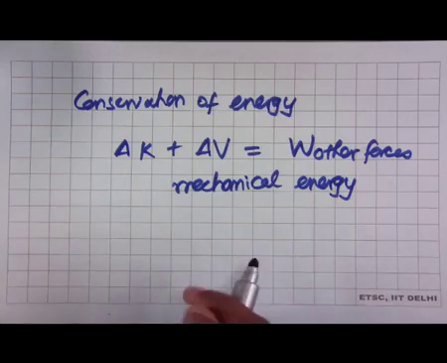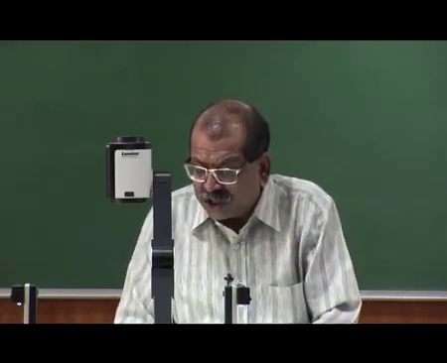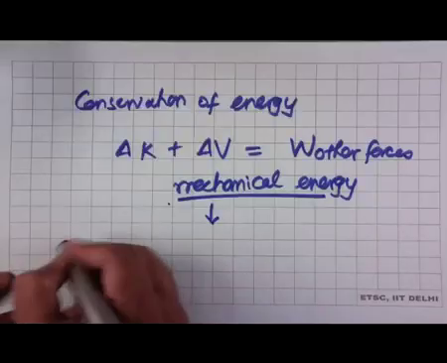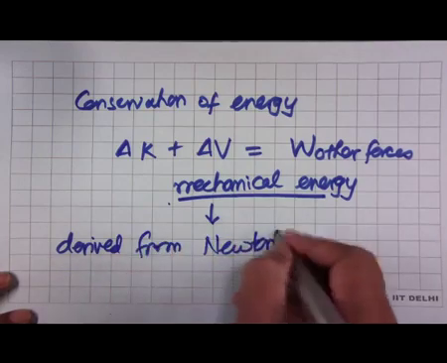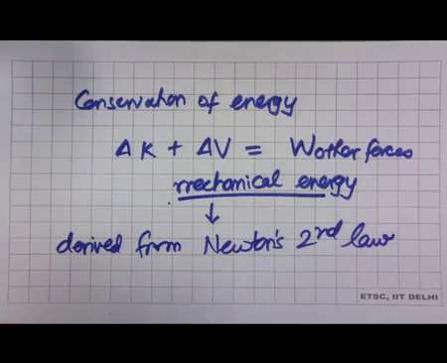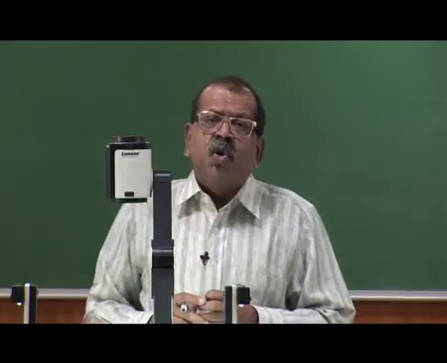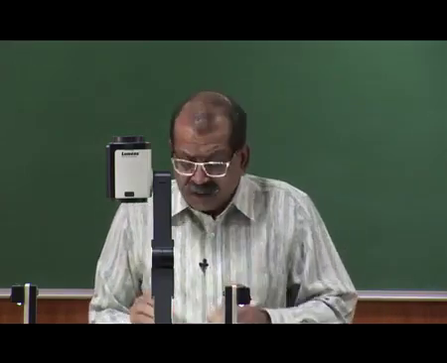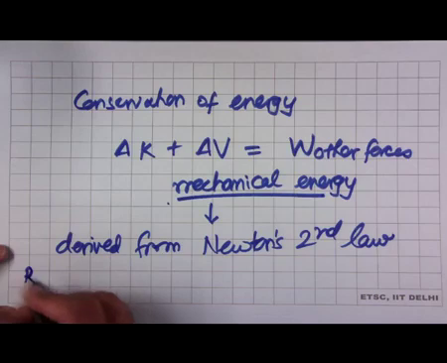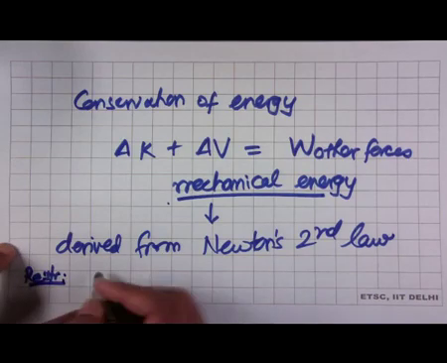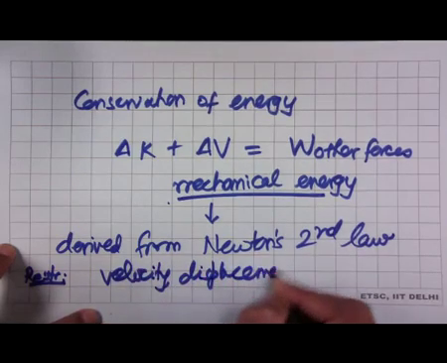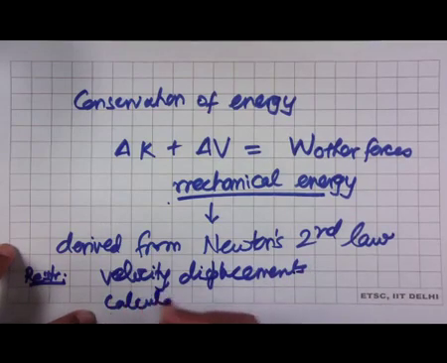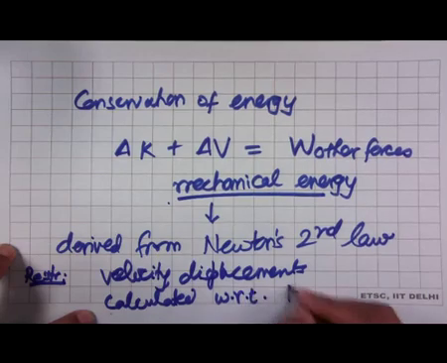Now, from what equation have we derived this principle of conservation of mechanical energy? This has been derived from Newton's second law. So, since it has been derived from Newton's second law, for this equation to be valid, all the restrictions which hold on Newton's second law have to be valid, and the restriction on Newton's second law is that whatever velocities or displacements we calculate, they have to be calculated with respect to an inertial frame.